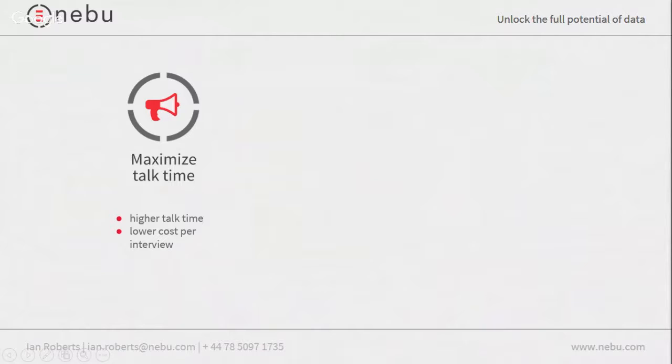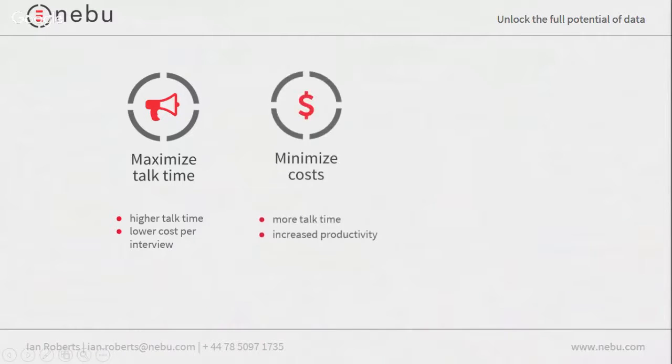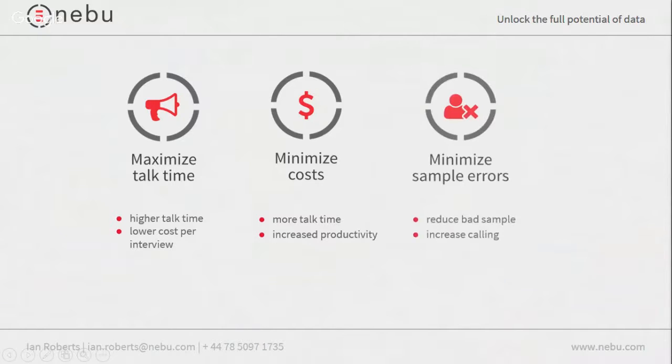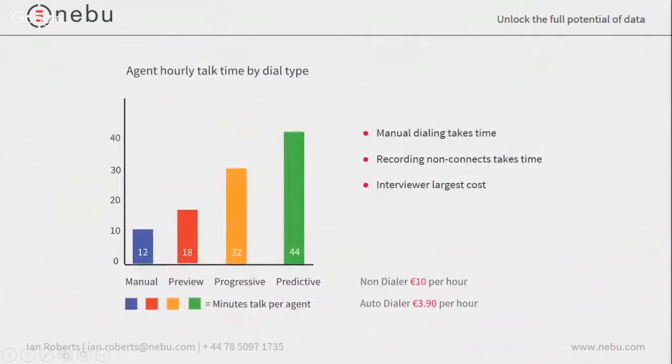The talk time is important for your agents. It's where your biggest cost lies, interviewer costs in the systems. So the more you can increase that talk time and the productivity, the lower your costs are going to be. And minimizing those sample areas means that you're not using the bad sample. You're increasing the calling rates and calling attempts, and you're making sure that you can get that optimal workflow, with the most efficient workforce happening in your call center.